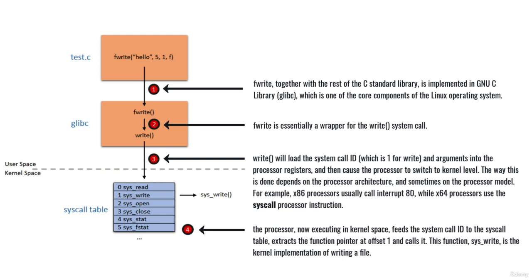The way this is done depends on the processor architecture, and sometimes on the processor model. For example, x86 processors usually call interrupt 80, while x64 processors use the syscall processor instruction. Then the processor, now executing in kernel space, feeds the system call ID to the syscall table, extracts the function pointer at offset 1 and calls it. This function, which is sys_write, is the kernel implementation of writing a file. Because the operating system controls the system call table, a process can only jump execution to addresses of the operating system's choosing.